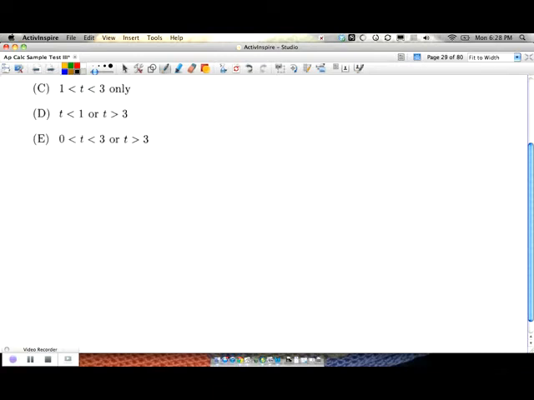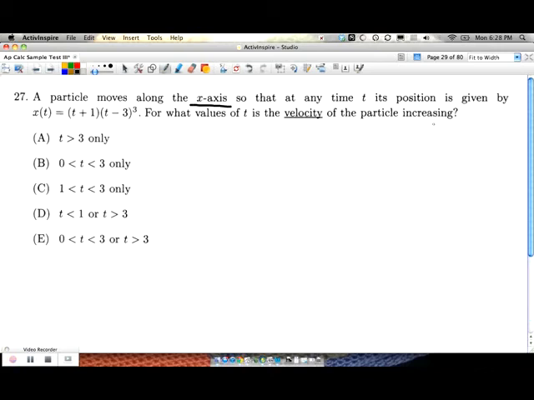A particle moves along the x-axis so that at any time its position is given by x of t here. For what values is the velocity of the particle increasing? The velocity, notice that they underlined it like it was important. The velocity is increasing when the acceleration is positive.